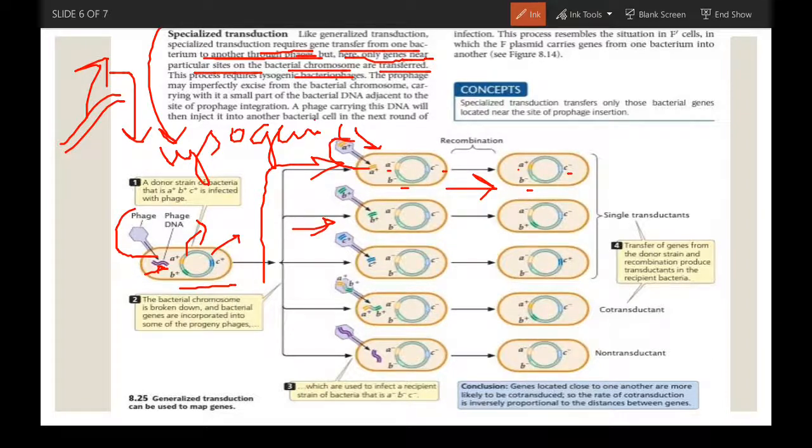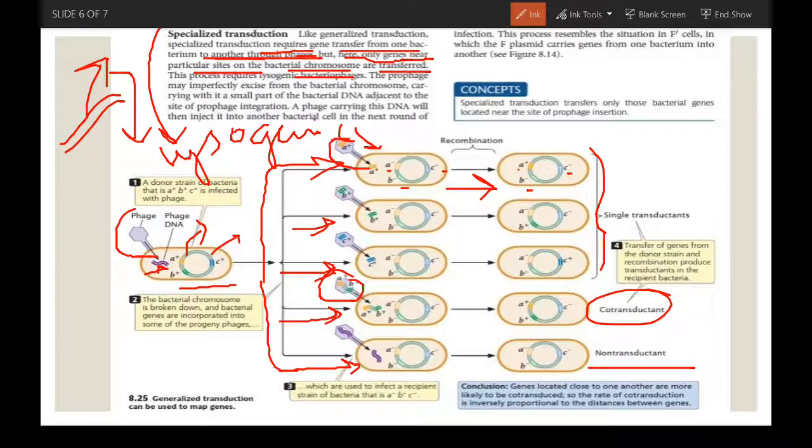Second, B plus is being transferred, here C plus is being transferred, and here A plus and B plus are being co-transferred, and here only viral DNA, the natural phage DNA, is being transferred. So this is a co-transductant, where A plus and B plus are transferred together. The rest are single transductants, and this one is a non-transductant because here only the virus DNA is transferred. So this is not transduction.